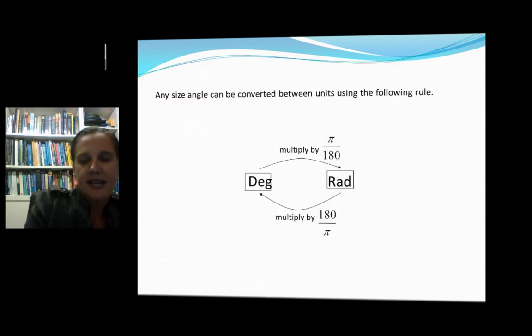So any size angle can be converted between units using the following rule. To change degrees to radians, we multiply by pi on 180. And to change radians to degrees, we multiply by 180 divided by pi. The one that we're working towards is at the top of our fraction. Working towards degrees, we have degrees at the top. Working towards radians, we have pi at the top. And the one we're working from is in the divide: divided by 180 for radians, and divided by pi for degrees.